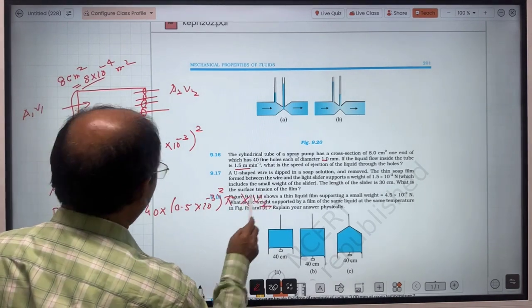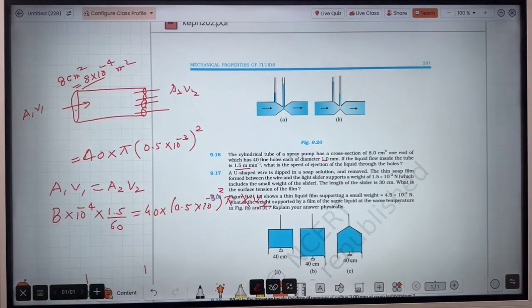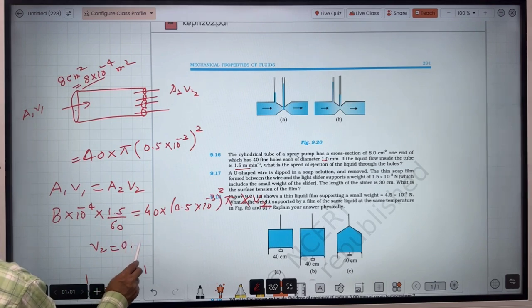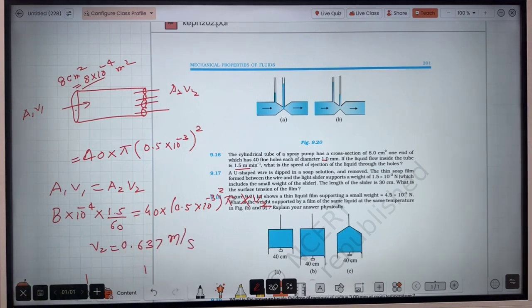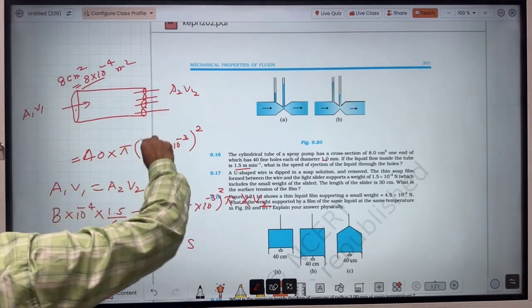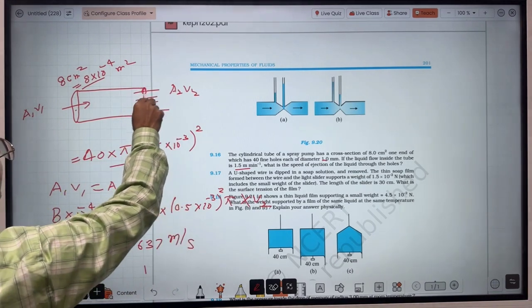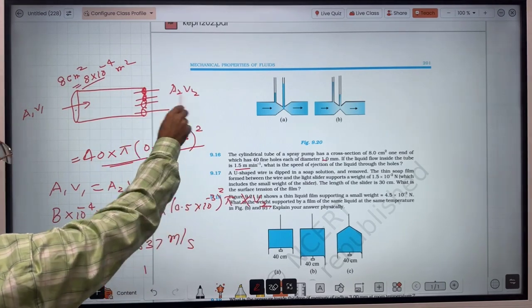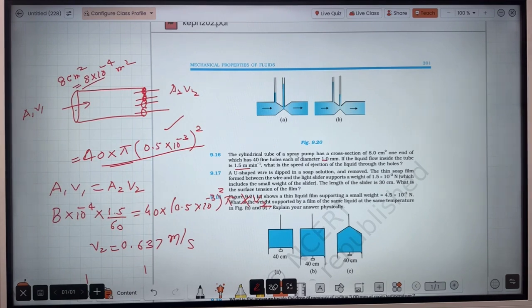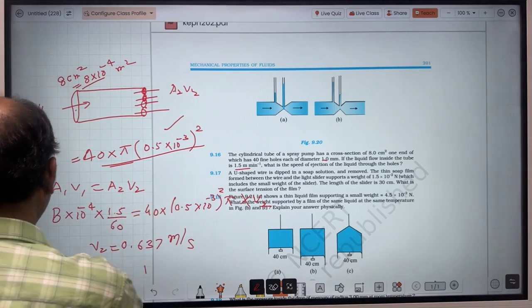found. Now it is your work. I think you can easily evaluate V2, and after evaluation you will get, I'm writing the answer, 0.637 meter per second. Is that clear? You have understood? There are 40 holes, so total area means area of one hole times 40. So total area will be this much, and speed in each. We have assumed uniform, and hence we can evaluate.